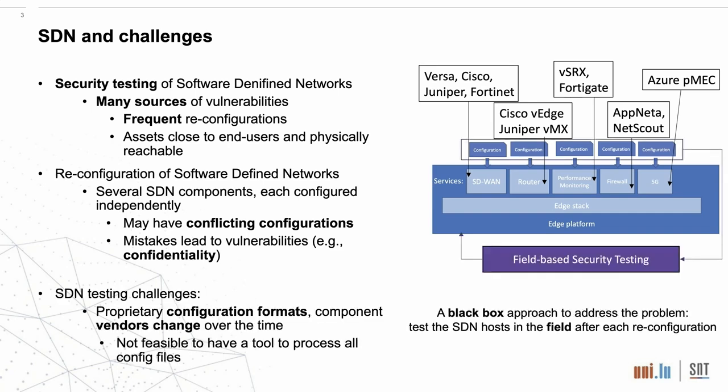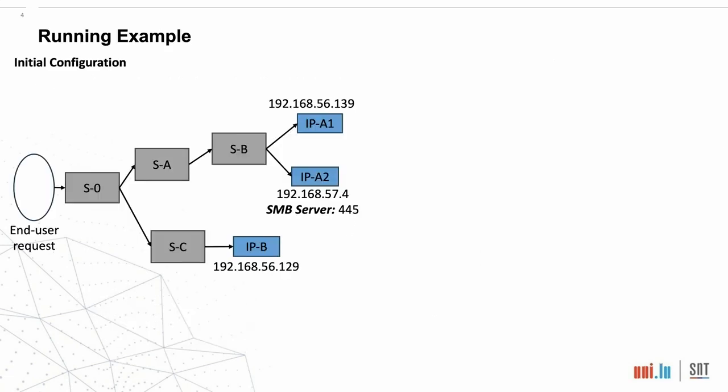To address this problem, we propose a black box testing approach. Our idea is to test software-defined network hosts in the field after each reconfiguration. Here we have an example where switches are in gray and hosts are in blue. We have an SMB server deployed on IP A2, which is listening on port 445. Then imagine we have an end user request to the SMB server, which reaches the SMB server via switch SA.